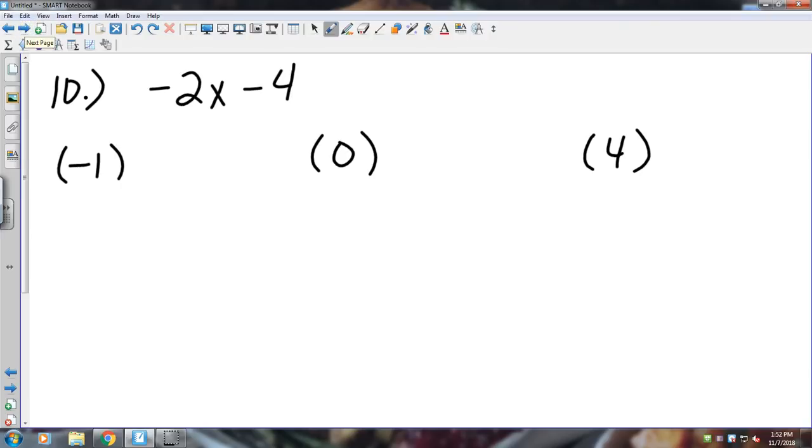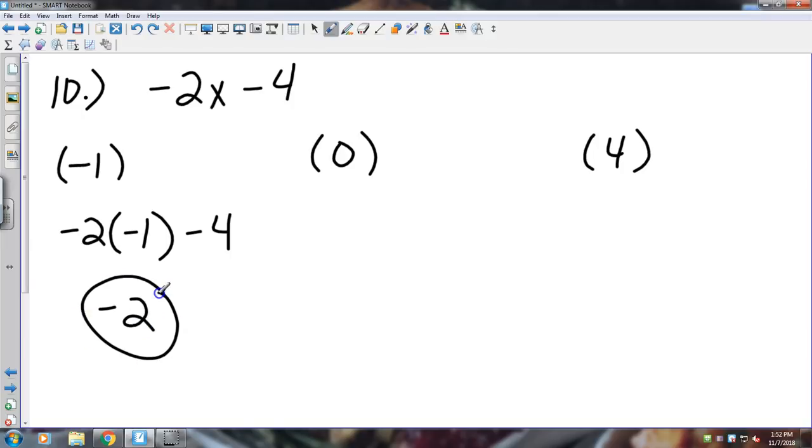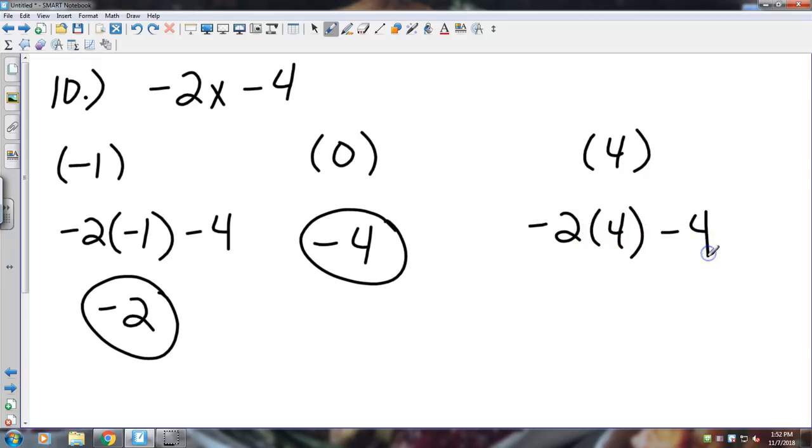Number 10, I've got -2 times -1 minus 4. What's -2 times -1? +2 minus 4? -2. Again, zeros cancel out everything there, so all I have left is that -4. And then in the last one, I've got negative 2 times 4 minus 4. Negative 2 times 4 is negative 8. Negative 8 minus 4? Negative 12. How many got all three of those right? How many got 2 out of 3? All right.